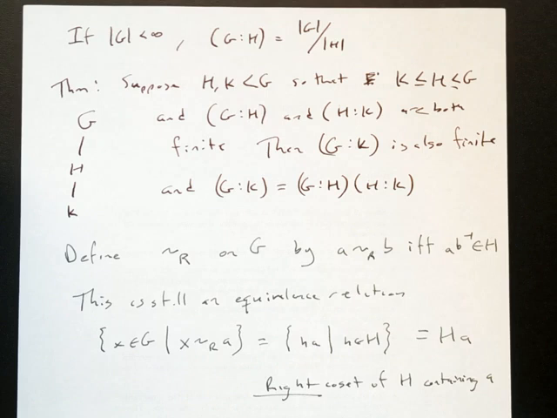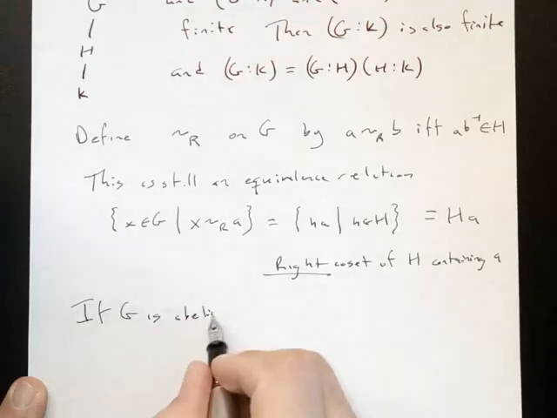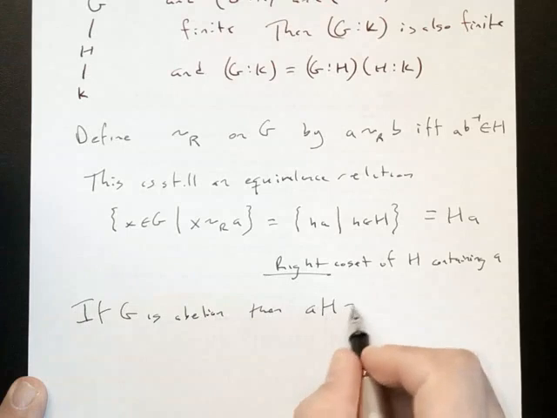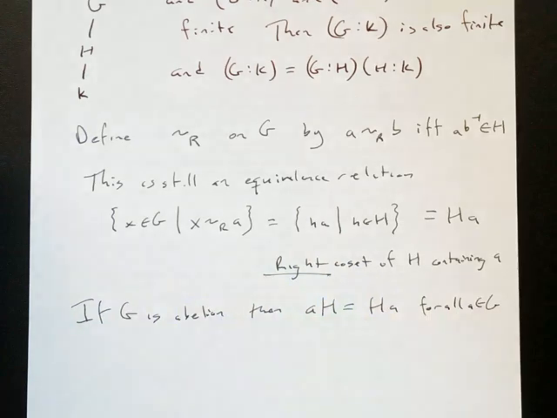If my group is abelian, then multiplying on the left and multiplying on the right is the same. So if G is abelian, the left cosets and the right cosets are exactly the same. So I can just use the term coset. But if my group is not abelian, these could be different.